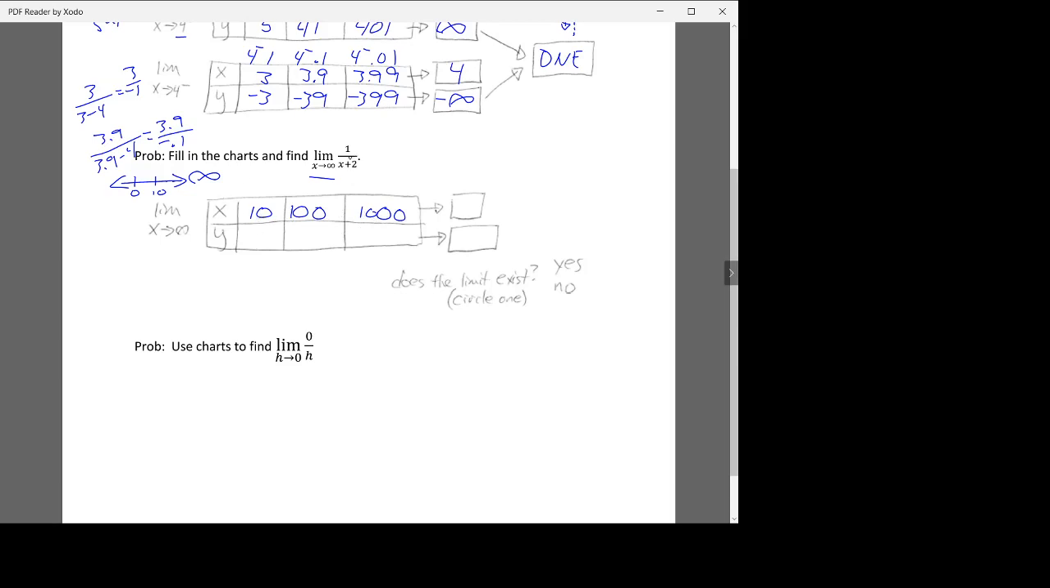So 10, plug that in, 1 over 10 plus 2, and then plug the 100 in, 1 over 100 plus 2, and the 1,000 in, 1 over 1,002. Just figure out what those are, and they'll give you the numbers here. And I'll just quickly punch them in the calculator and write them in. So 1 divided by 12.